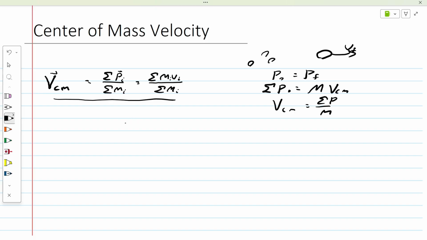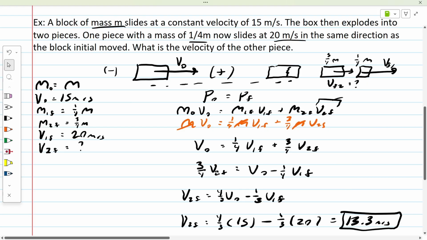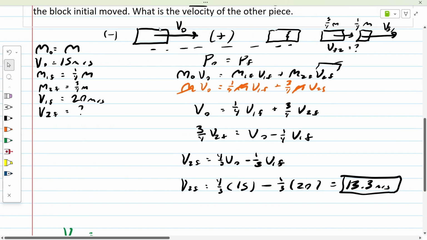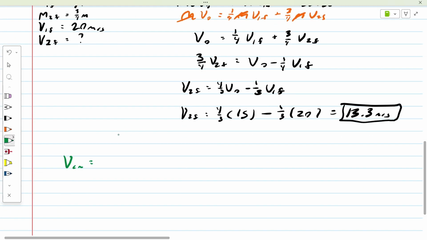And so let's go back to that initial problem, and let's solve for the velocity of the center of mass using our final velocities and see why this matters. So we know the velocity of the center of mass initially, let's do this in a different color. There's only one piece initially. There's only this initial block. So it's going to be 15 meters per second because it's just the velocity of that block. And so that's initial.